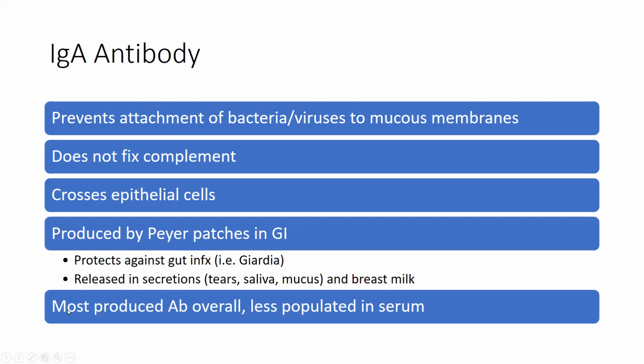And it's the most abundantly produced overall, but it's less populated in the serum, right? It's produced from mucus. It's not necessarily produced to circulate in the blood as a whole. It's produced more locally, but it's the largest amount that's produced.